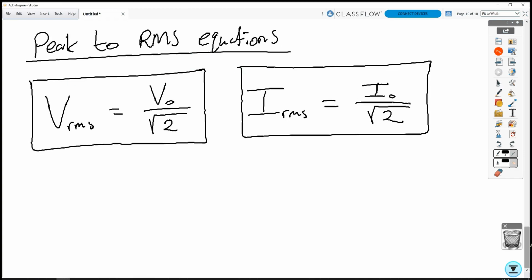And for power, so P RMS is equal to I RMS V RMS. And if we did that, we do V naught over root 2 times by I naught over root 2. So it's V naught I naught, or I naught V naught, whichever order you want to put it in, over root 2 times root 2, which is just I naught V naught over 2.